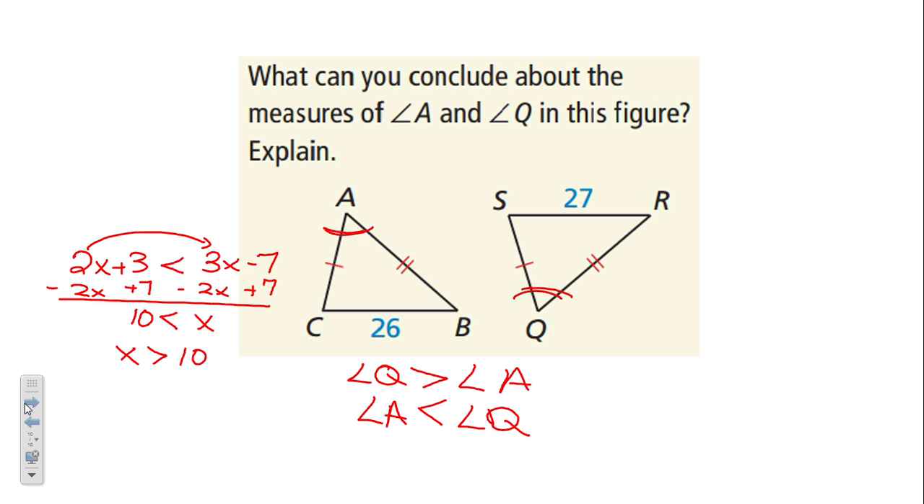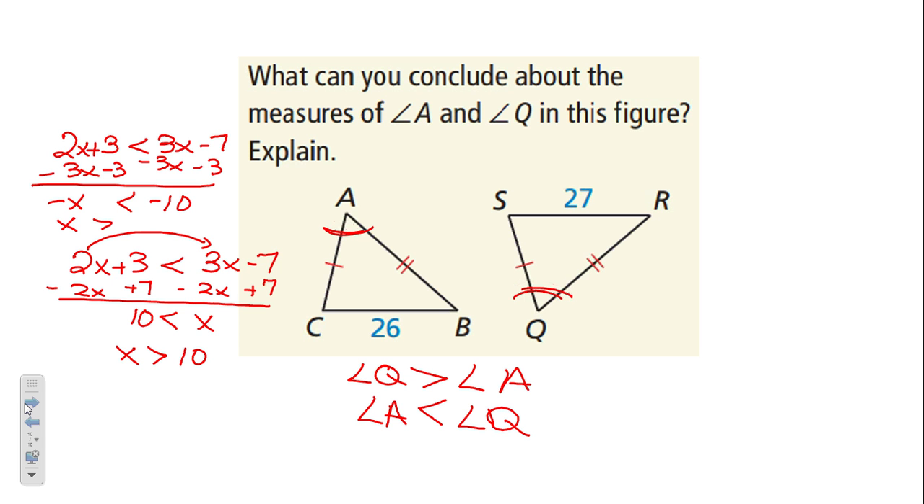But if I had done it the opposite way, because I like to have my x's on the left side, I would take away the 3x from both sides, and I'm going to get a negative x over here. And I would take away the 3 from both sides. My symbol's still the same because I'm only adding and subtracting. But now, when I divide by that negative 1, I have to switch my inequality. And we still get the same answer. X is greater than 10.